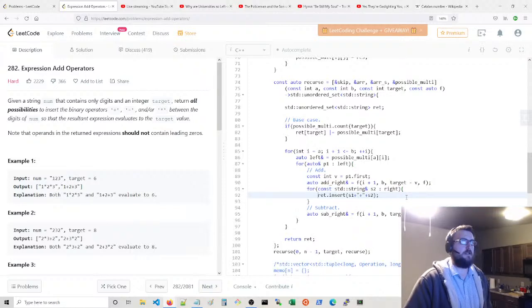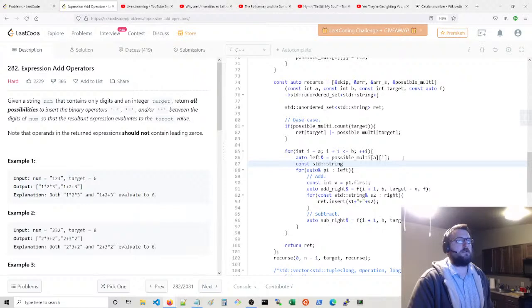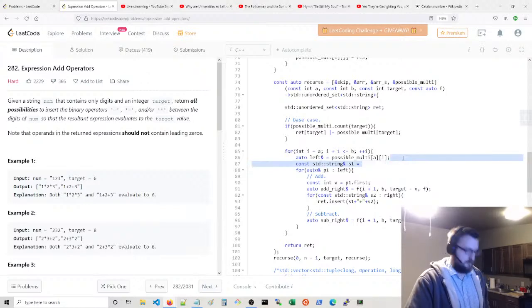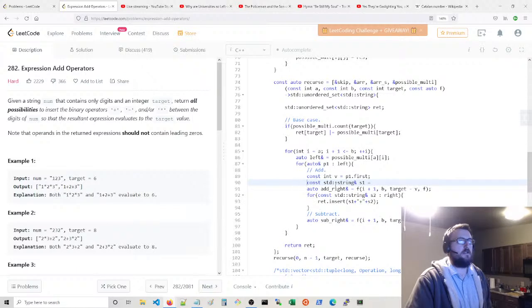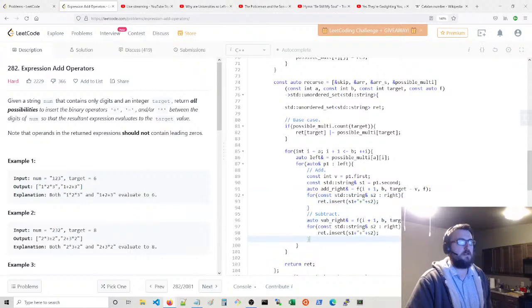Oh yeah, that simplifies things a lot, huh? We can say S1 is, for that pair, P1.second, and now you could say S1 plus S2 for each of the things on the right side. And you also can do this for the right side again. So subtracting right and adding right are slightly different, but these are the same ideas.